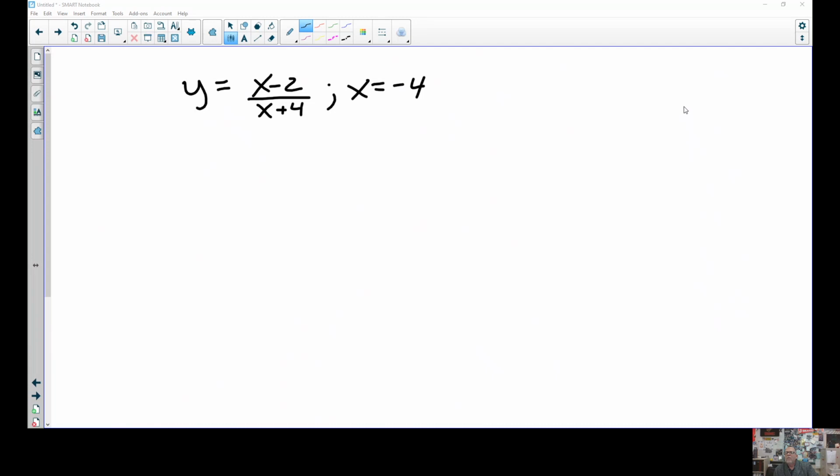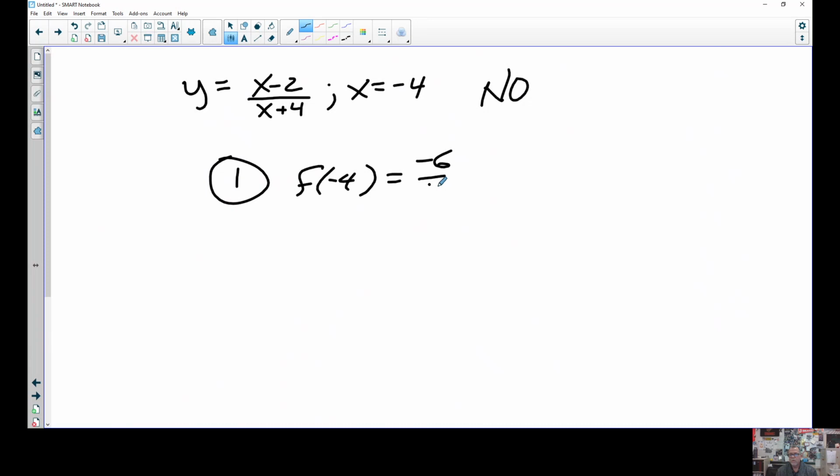That looks like we might have an infinite discontinuity, right? That's what it appears. It looks like it's an infinite discontinuity. I'm going to say no, but I've got to prove that. So I got to go through my test. The first thing I have to say is f of -4 in our case is equal to what? If I put -4 in here, I get -6 over 0, which is undefined.